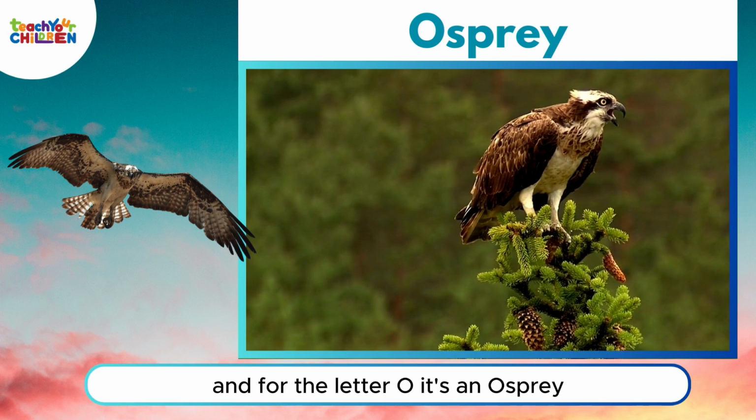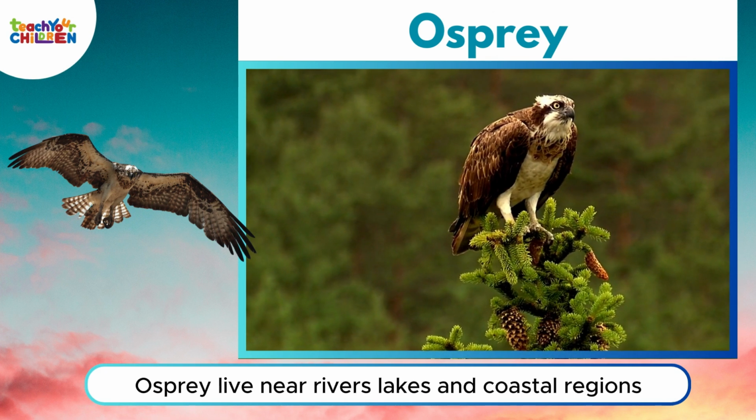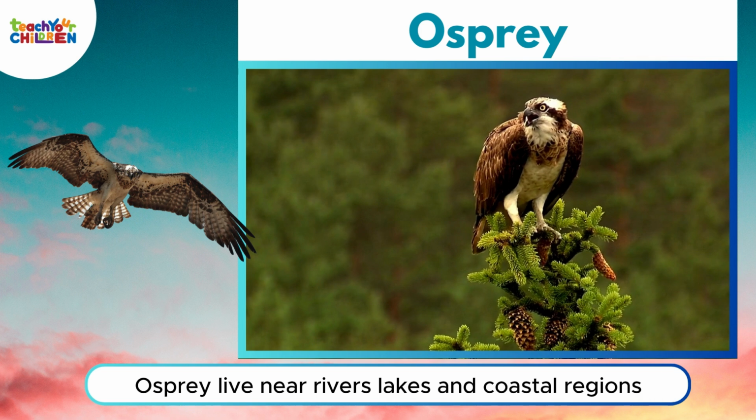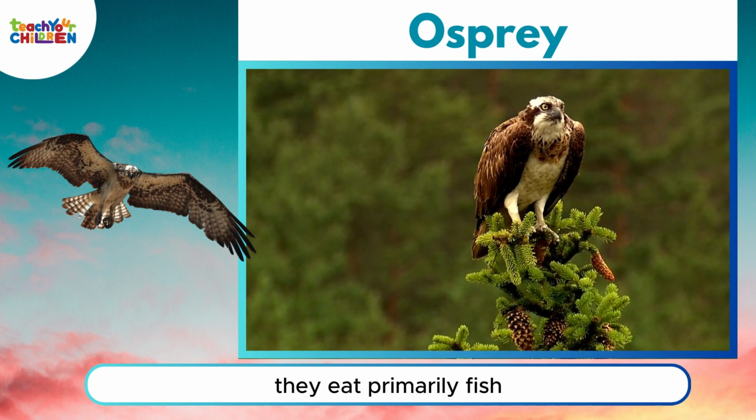And for the letter O, it's an osprey. Ospreys live near rivers, lakes, and coastal regions. They eat primarily fish.